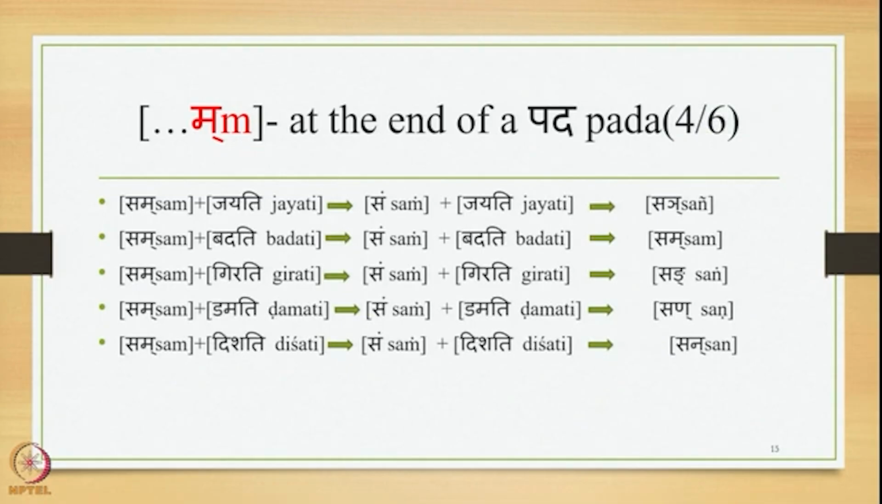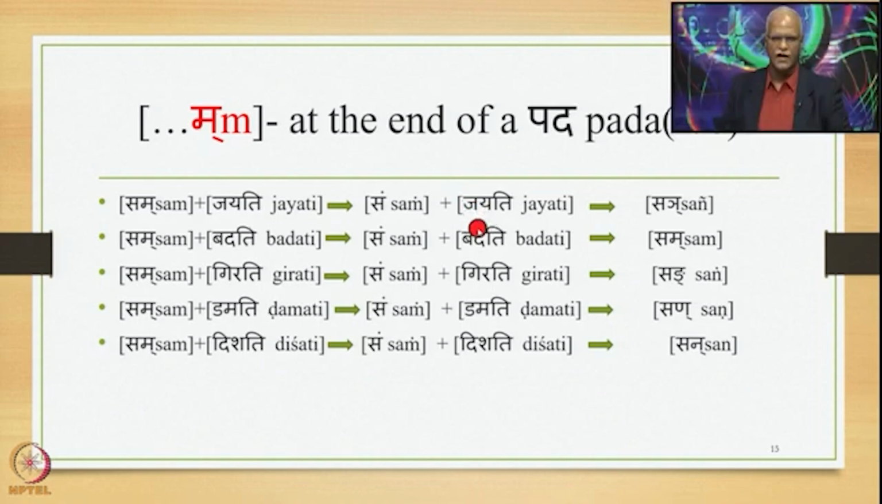Similarly, we have sam plus jayati, and the output generated is sam and jayati by the application of 8323, and this becomes an input for 8459, and so this anuswara gets substituted by the nasal parasavarna of this ja, which is ya, sayjayati. This is optional, so we also get sam jayati as the optional output.